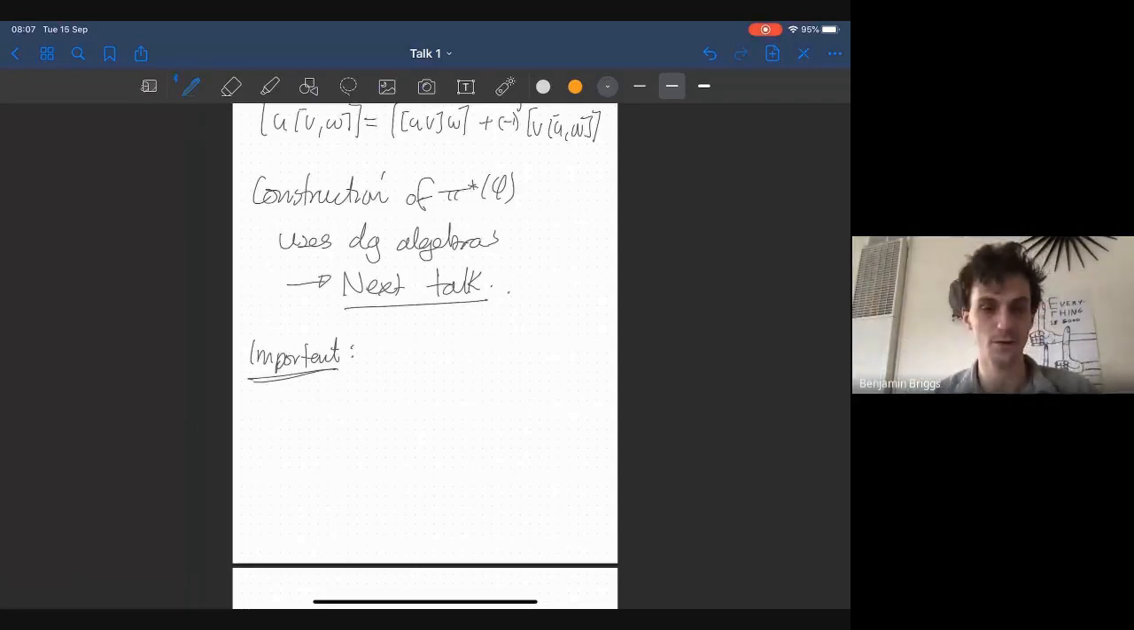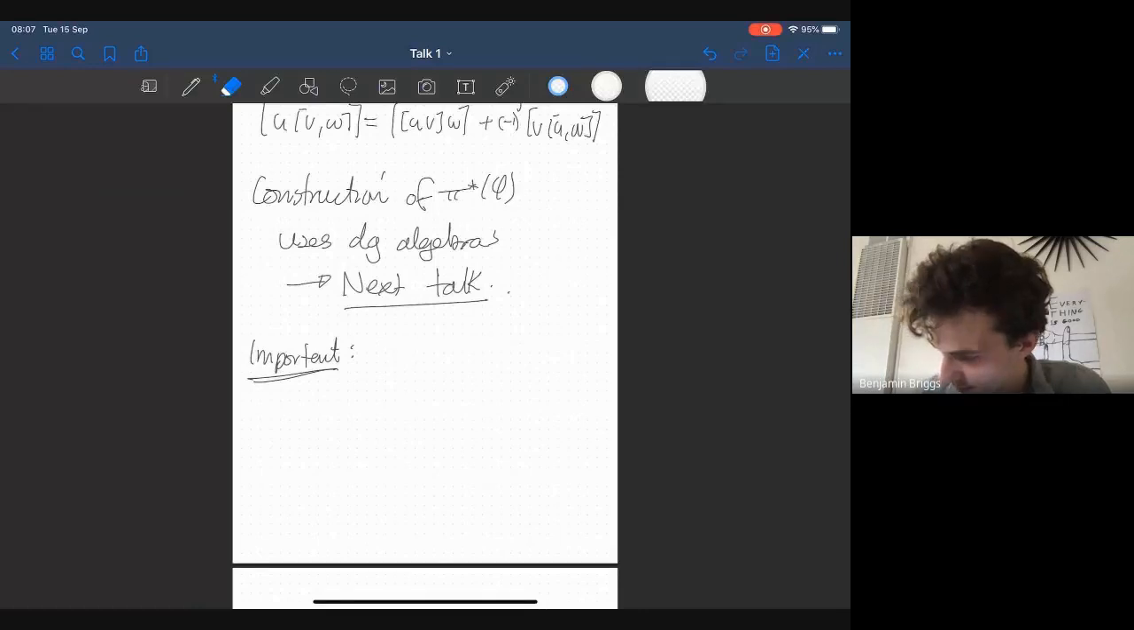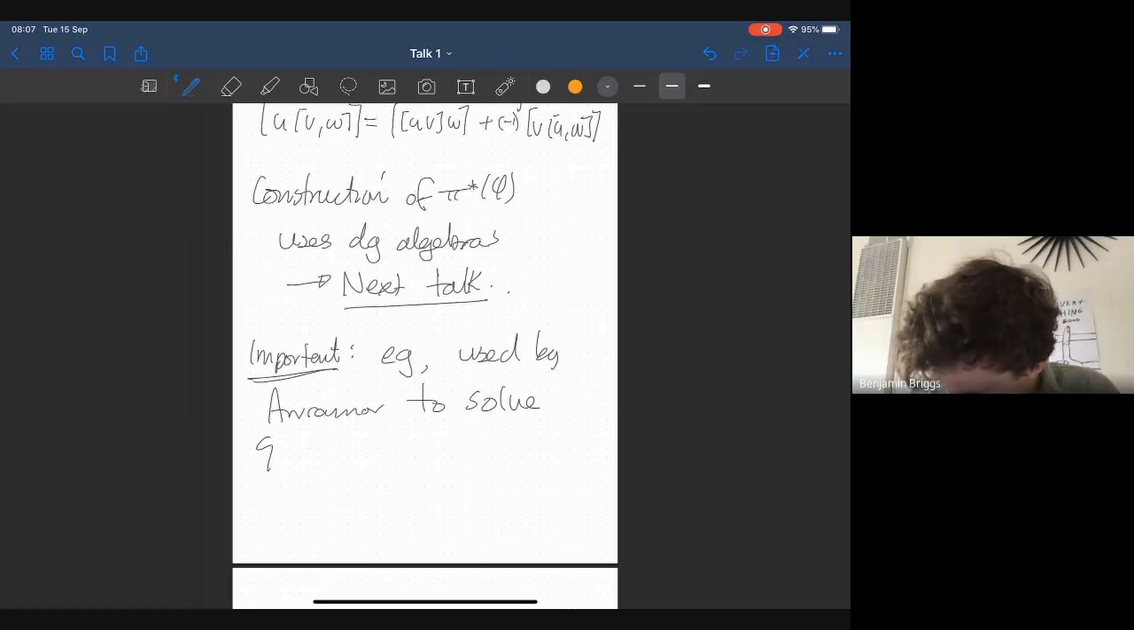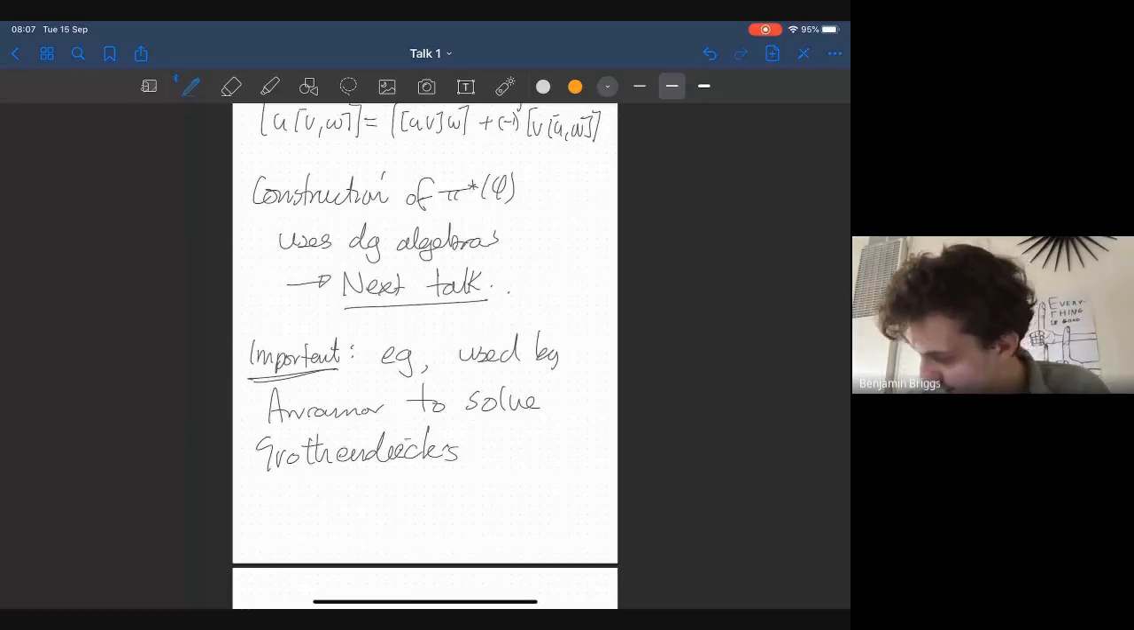So, for example, one of the early theorems that was proven using the homotopy Lie algebra, which is supposed to be motivation for why it's an important thing, was, for example, used by Avramov to solve Grothendieck's localization problem.